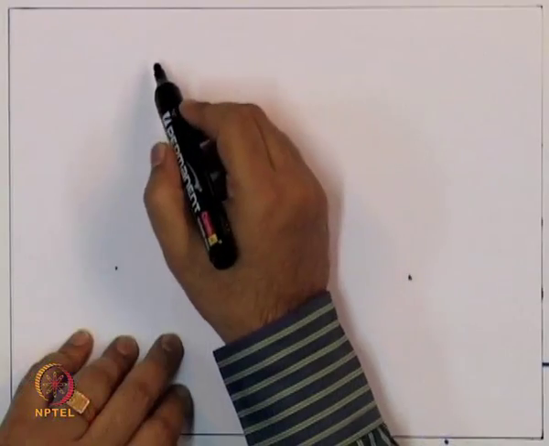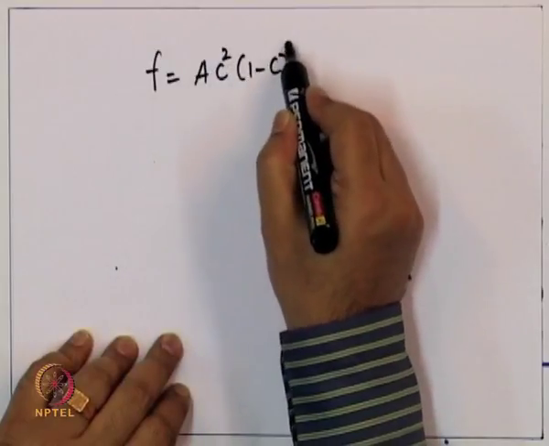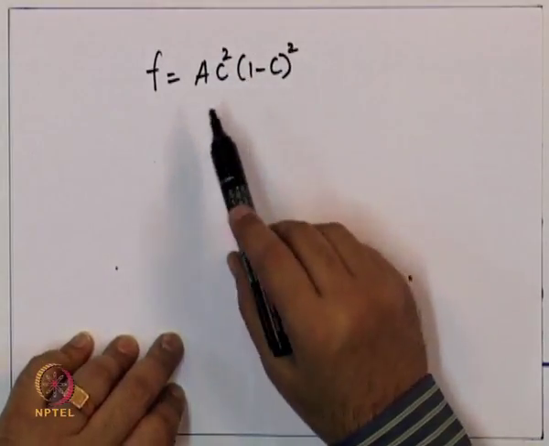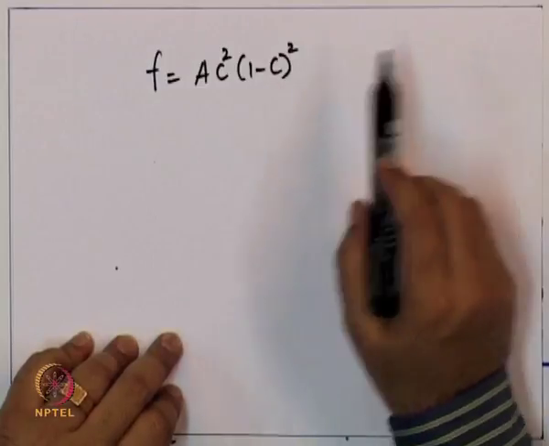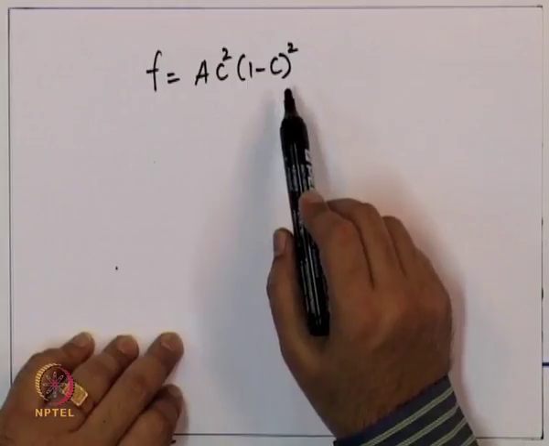Welcome. We are looking at the bulk free energy density, and that is an expression that I am going to approximate by using A c squared into 1 minus c whole squared. There are certain transformations which you can do to the regular solution model, to regular solution like free energy, to get to this point.